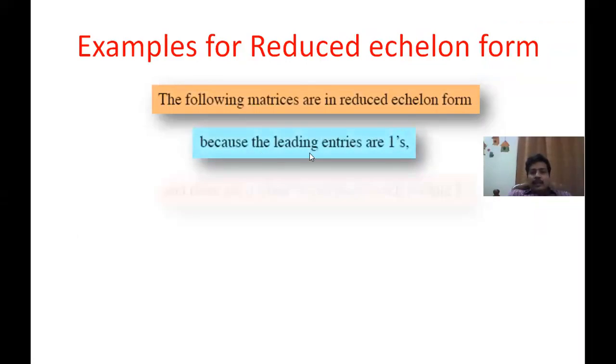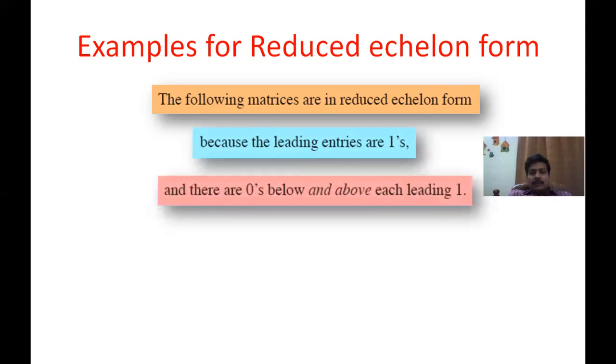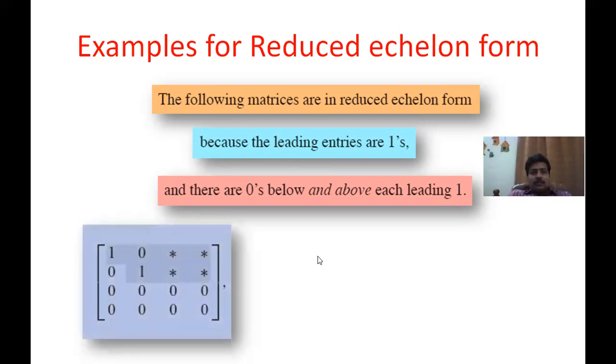Because the leading entries must be 1, and there are zeros below and above each leading 1. So in echelon form, there must be zeros below the leading entry. In reduced echelon form, there must be zeros above and below the leading entry, which should also be 1 only. So it is a form of reduced echelon form. So it will be in this form. This is the model for that.